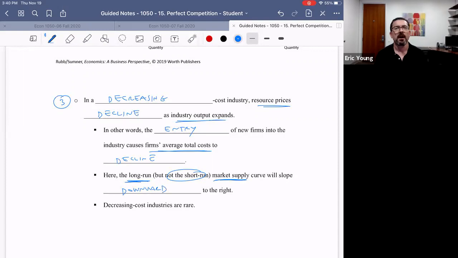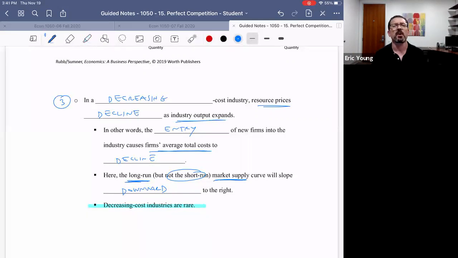When might this happen? This can happen in some specialized industries like technology, where there are really big economy of scale regions. So if you have profits, which then leads to entry and the industry output expands, if we're in the economy of scale region, that expansion of output, that increase in scale could actually bring economies of scale and drive down some resource prices. And that could cause a declining cost industry. But my friends, these are rare, okay?